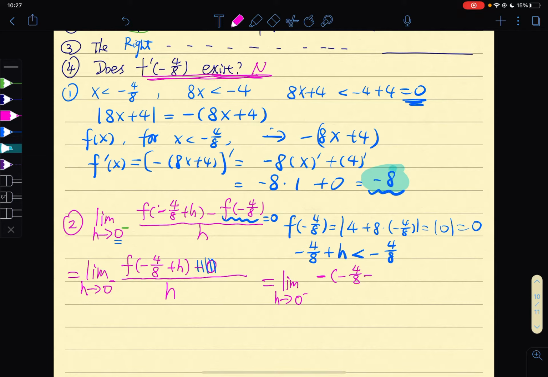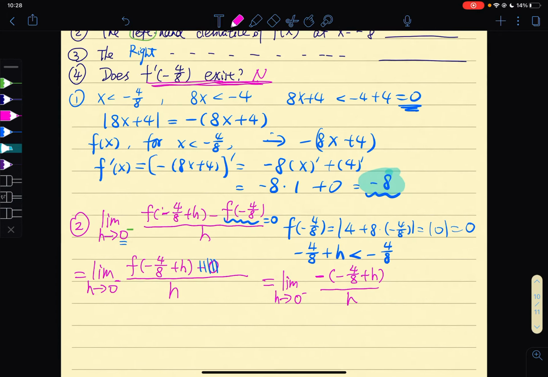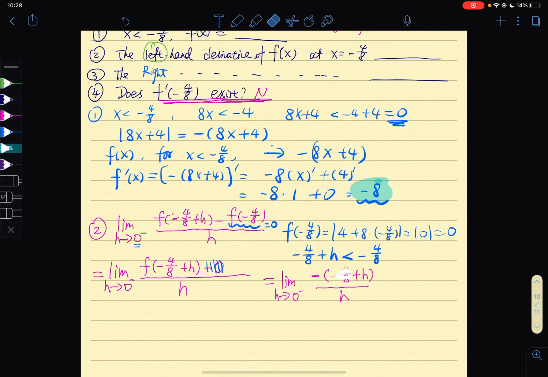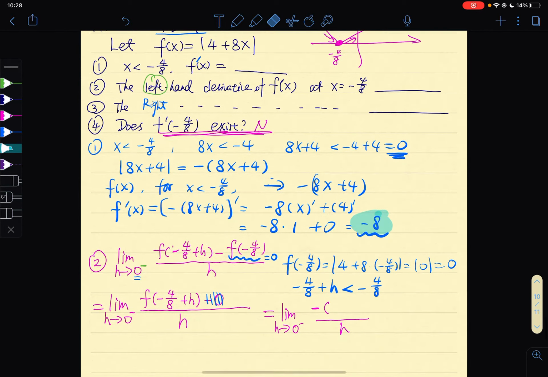An absolute value expression always asks you to flip the sign of your input if that's a negative expression. So I divided by... I'm sorry, what is my function one more time? I was a little bit sloppy. My function was 4 plus 8 times your input. Your input was negative 4 over 8 plus h, right? And then you don't need to copy paste your 0.